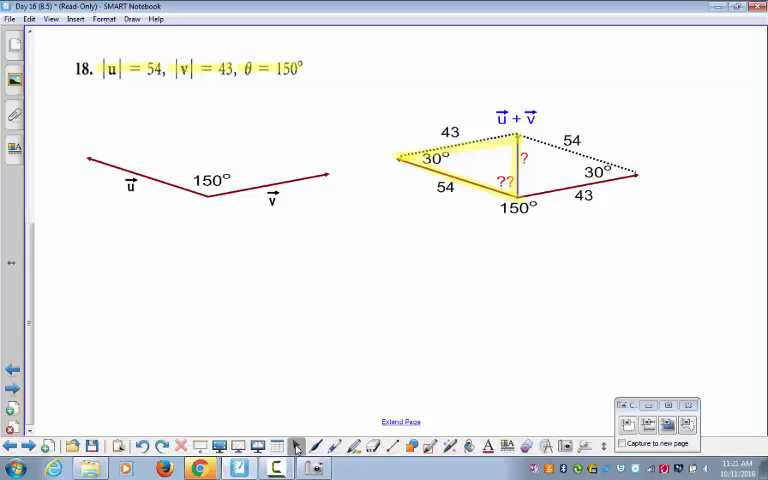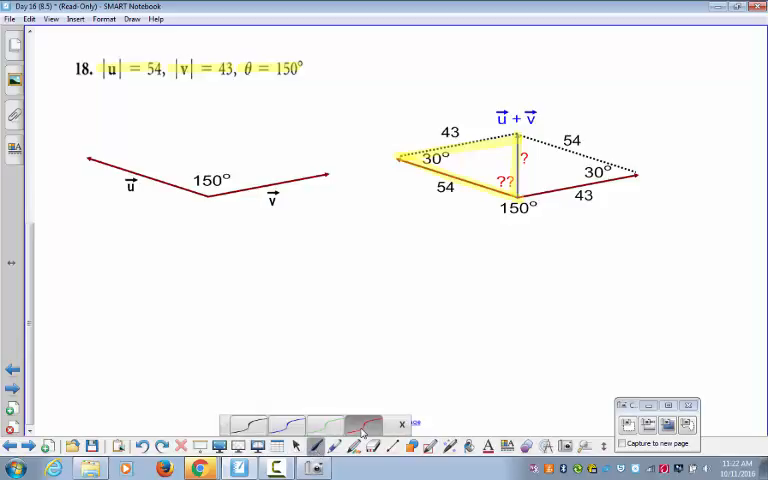But we know that adjacent angles in a parallelogram add to 180 degrees. So if that's 150, this angle that's in the triangle properly is 30 degrees. It's got to add to 180. Okay? And again, we have SAS. So we're going to have to use law of cosines.